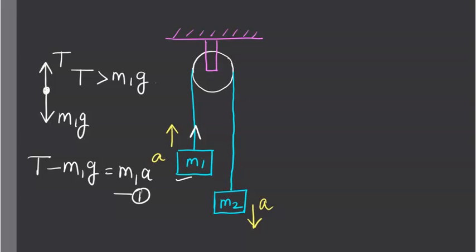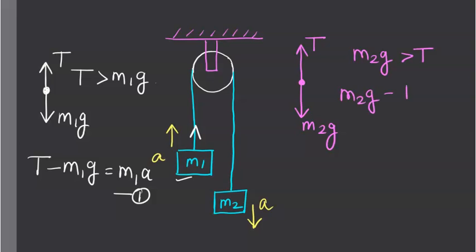Now similarly for the second mass m2, again we will draw a free body diagram. The mass m2 has the downward force due to gravity, m2g, and the upward force is again tension. Here m2g is greater than T, so that means it is going downwards. So m2g minus T is equal to m2a.